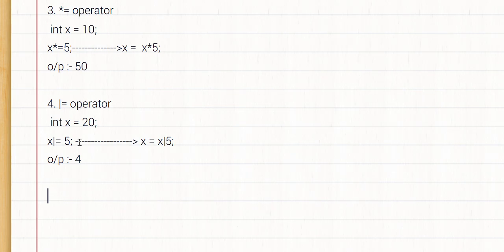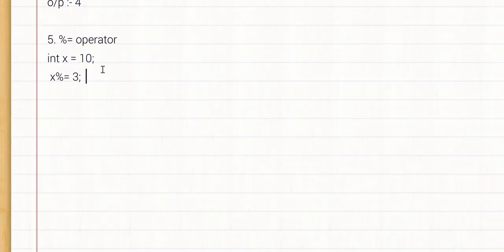20 goes in 5 four times, so the output will be 4. And next, fifth one is modulus operator. Int x equals to 10, and now x modulus equals to, let's take 3, and here we write this as x equals to x modulus 3. Now the output will be 1.